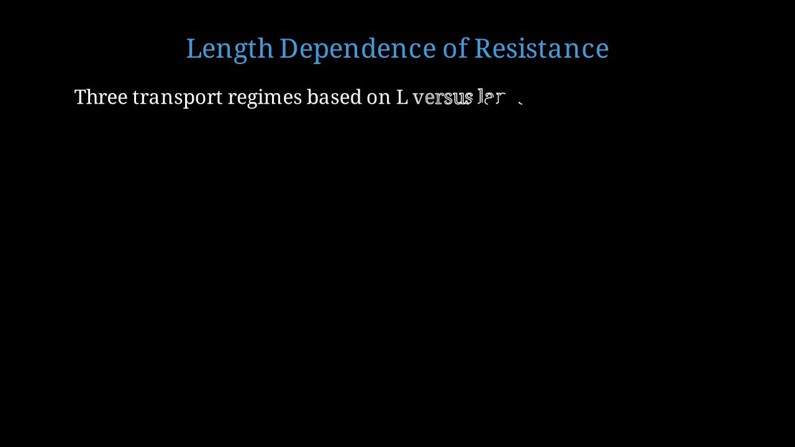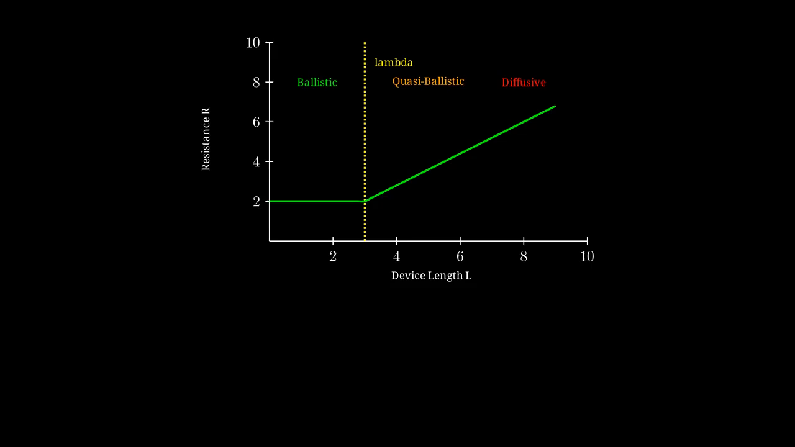There are three distinct transport regimes depending on how the device length L compares to the mean free path lambda. Here's a plot of resistance versus device length. The vertical dashed line marks the mean free path lambda. For L much less than lambda, we're in the ballistic regime where resistance is constant and independent of length.